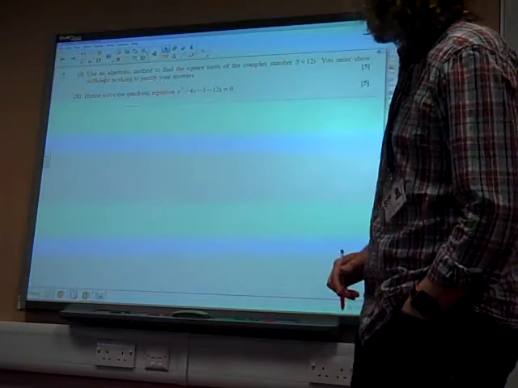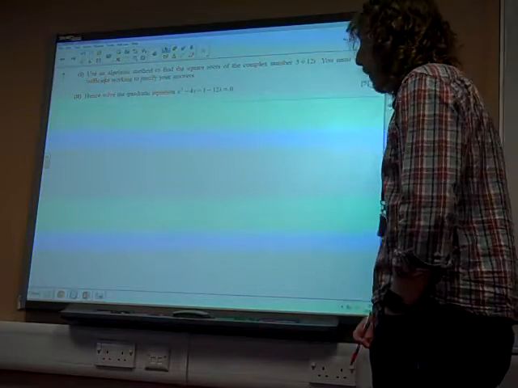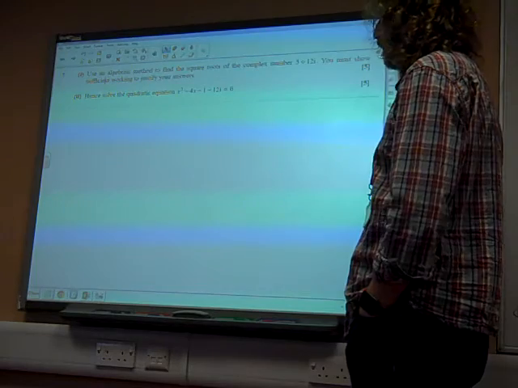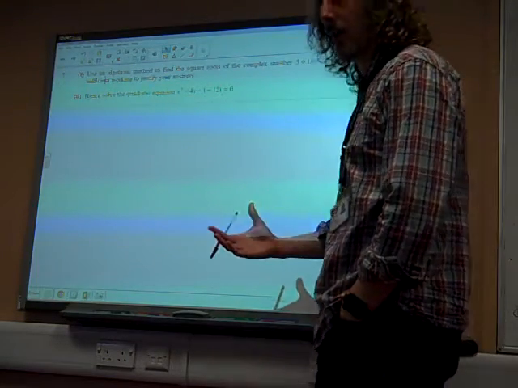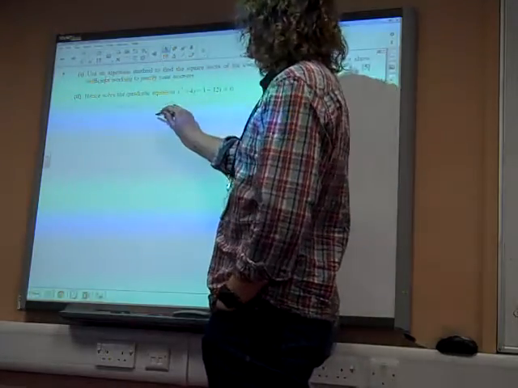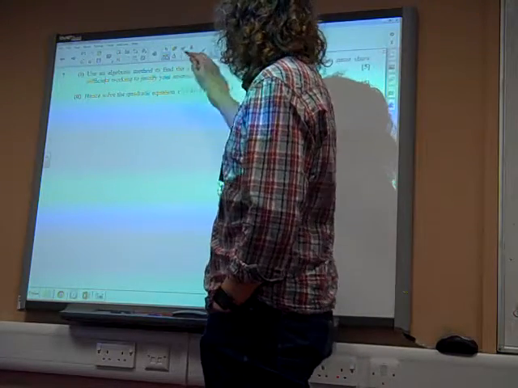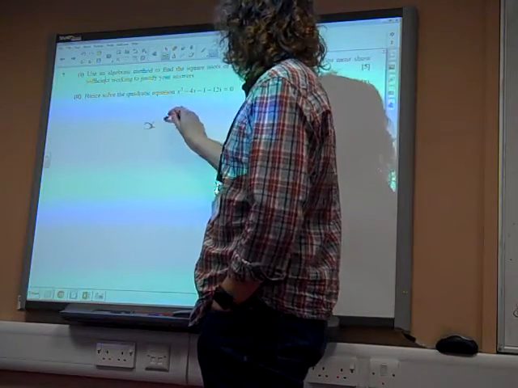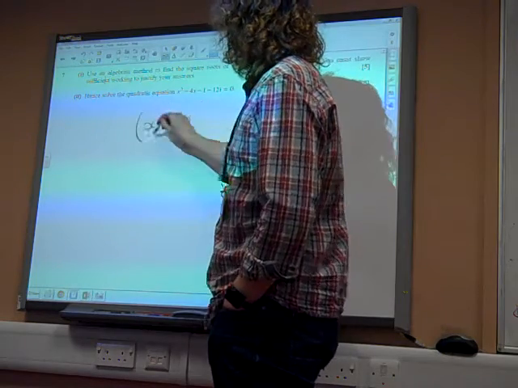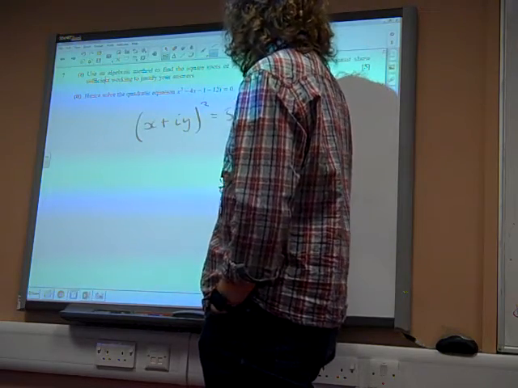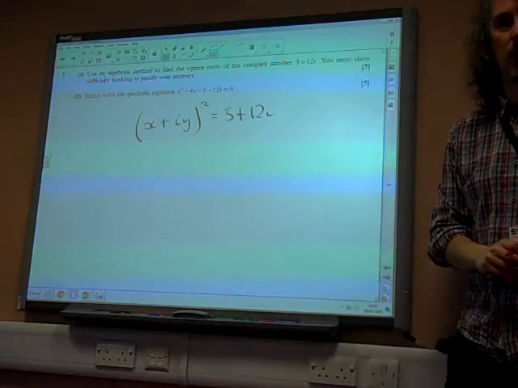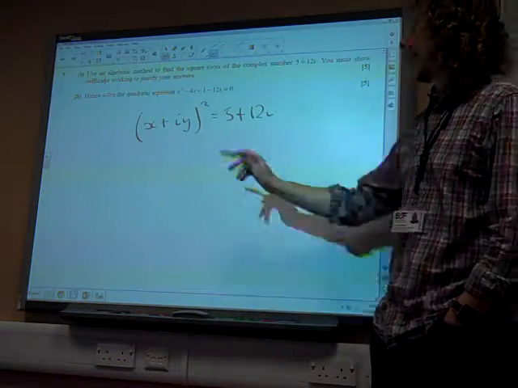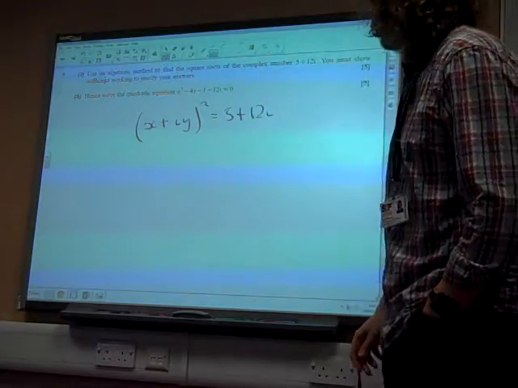So we're on question 7. An algebraic method to find the square roots of the complex number 5 plus 12i. Remember, this is a kind of standard start to a question. That means that if we set our number as being x plus iy, squared is 5 plus 12i. That's what we're looking for, isn't it? Because that means that x plus iy is the square root of 5 plus 12i.